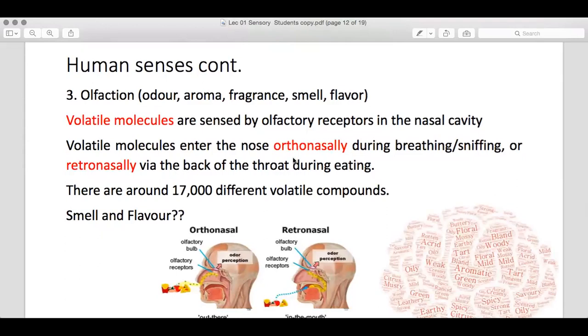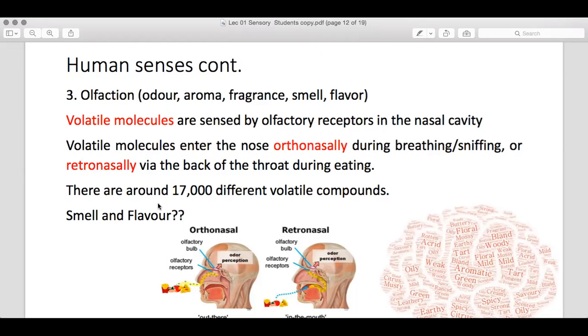Then the new word, olfaction. Third one, olfaction. You are familiar with odor, aroma, smell. So olfaction is a little bit scientific word. We are using these types of words in sensory analysis, so you had better remember them. What is the meaning of olfaction? The similar words are odor, aroma, smell, fragrance, and flavor. Flavor is a different one; we will discuss what it means and how it differs later.